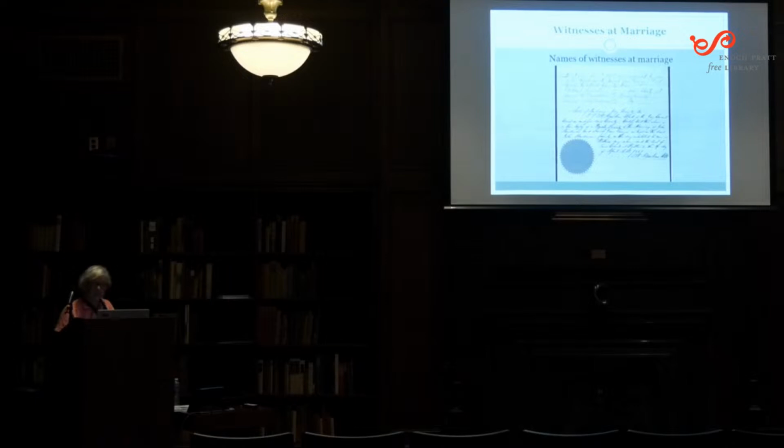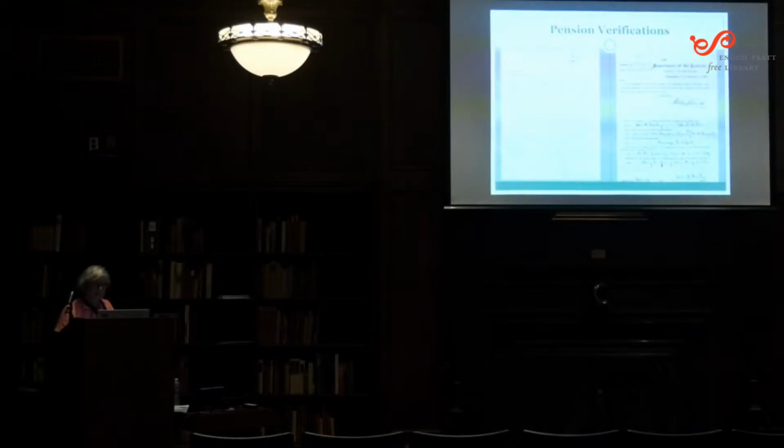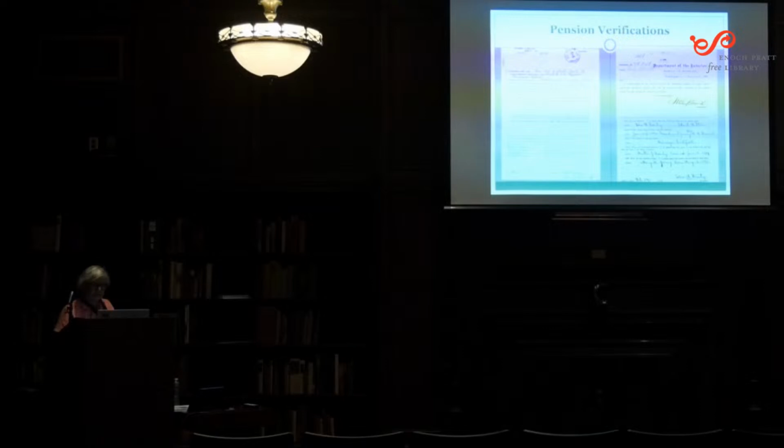We have names of witnesses at a marriage. These could be relatives, these could be neighbors. All those weren't being explored as to the connections. And perhaps the relatives, maybe later relatives, neighbors. Pension verifications will often list members of the family and the wife or widow.